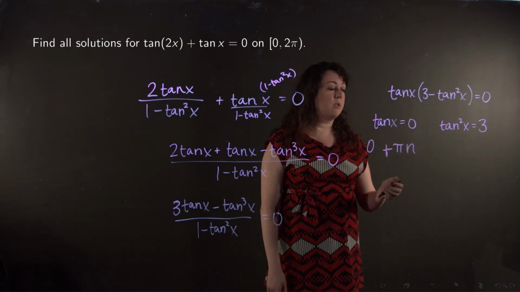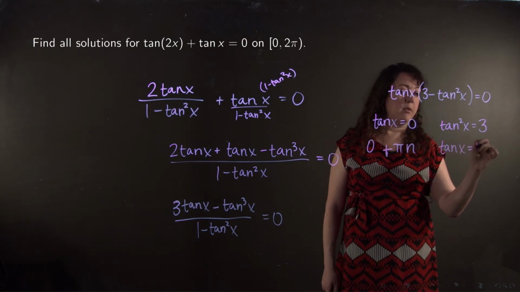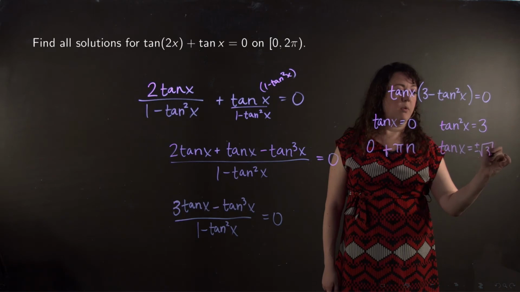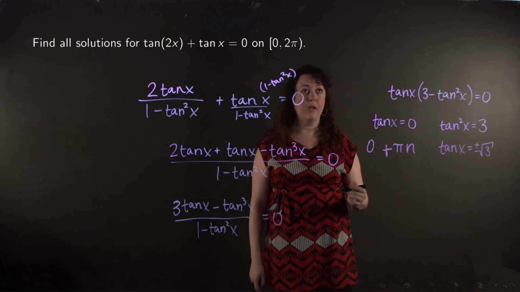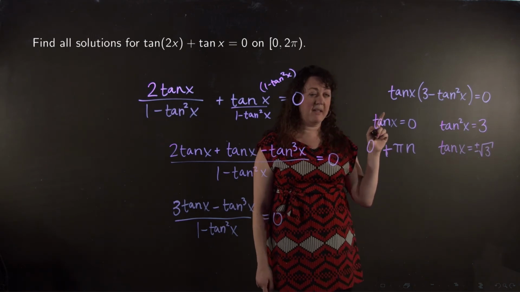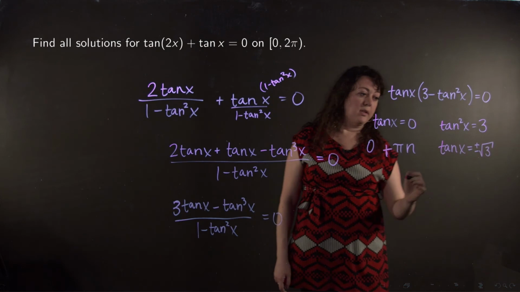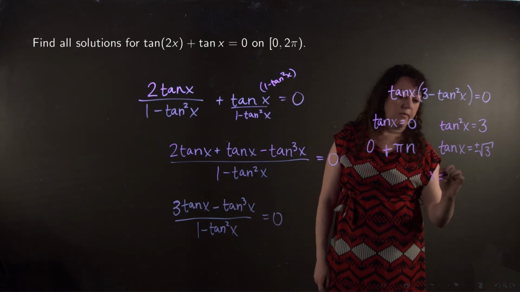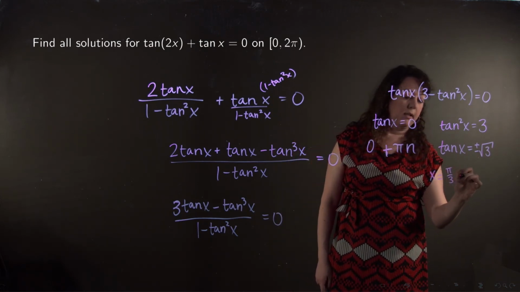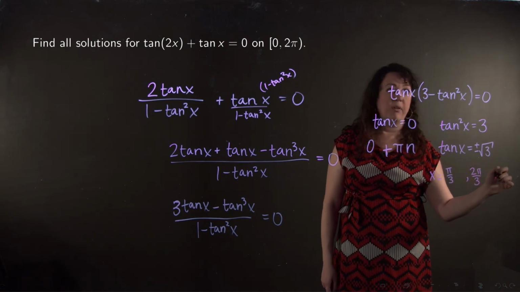All right, what about tangent squared x equals 3? That is when, let's see, tangent x equals plus or minus the square root of 3. Okay, tangent is square root of 3 when sine is square root of 3 over something, which happens at our pi over 3 angles. So this is going to be all of our pi over 3 angles. It's pi over 3, 2 pi over 3, 4 pi over 3, and so on.